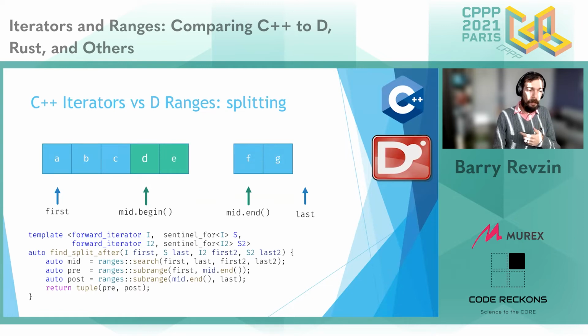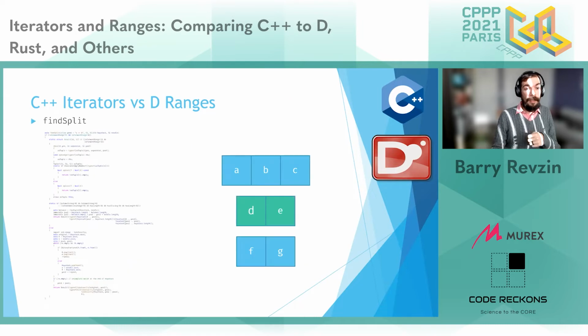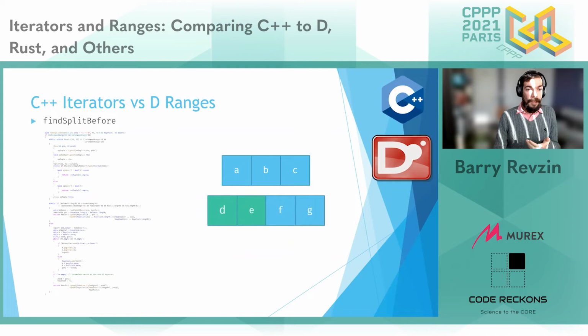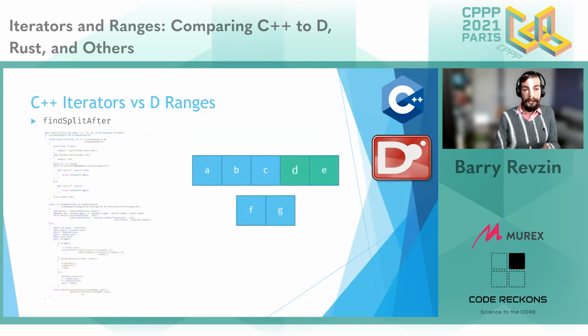But in D, we don't have this property where it's easy to just group ranges together. And as a result, the D standard library actually does have these algorithms in it. And find split looks like this. Now, I don't expect anyone to be able to see this code. I just wanted to try to fit it on a slide. And this is the actual D implementation. This is not turned into C++. If you look at find split before, it is just as much code, very slightly different. And if you look at find split after, it is again just as much code, very slightly different.